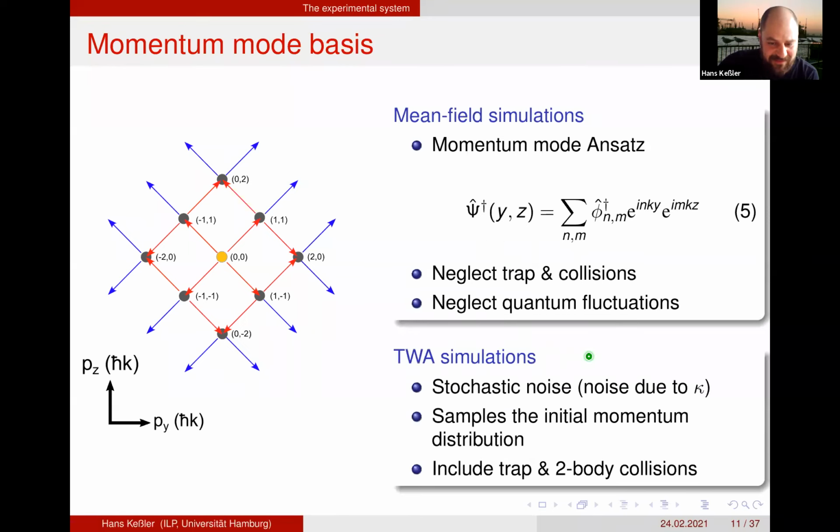If we need a more sophisticated model, luckily our colleagues helped us and implemented a truncated Wigner model. This adds a stochastic noise term, which accounts for the dissipation of the system, so the field decay, and it samples the initial quantum fluctuations of the momentum distribution of the matter field. They can include a trapping potential, two-body collisions, and if we want, they can even add a decay of the atom number, which accounts for three-body losses in our system.